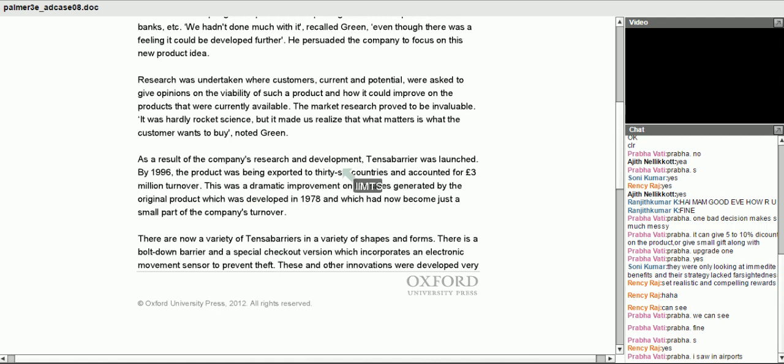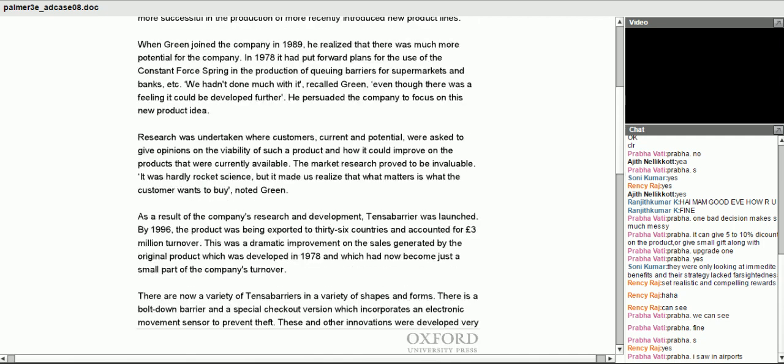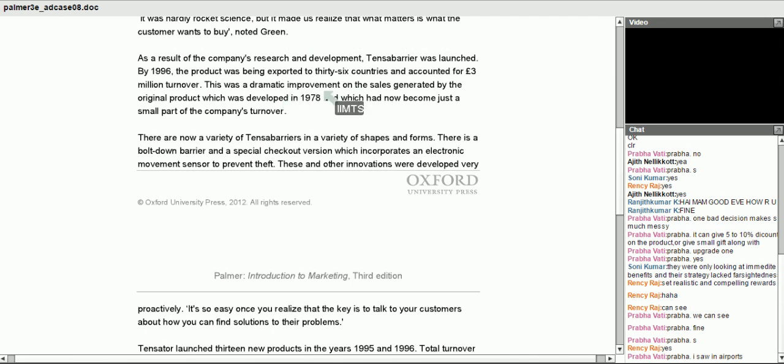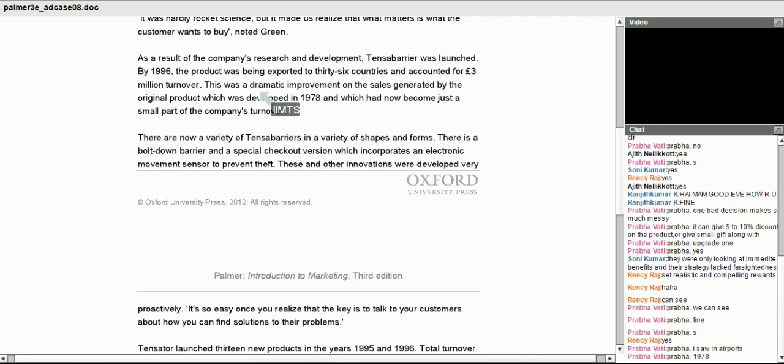As a result of the company's research and development, the Tensor barrier was launched. In 1996, the product was being exported to 36 countries. It was somewhere around 1978 that they started the manufacturing, and somewhere around 1989 they conceived this idea, and by 1996, within a span of 7-8 years, the product was being exported to 36 countries. This was a dramatic improvement on the sales generated by the original product, which was developed in 1978 and which had now become just a small part of the company's turnover. So now this was the main item of sale.